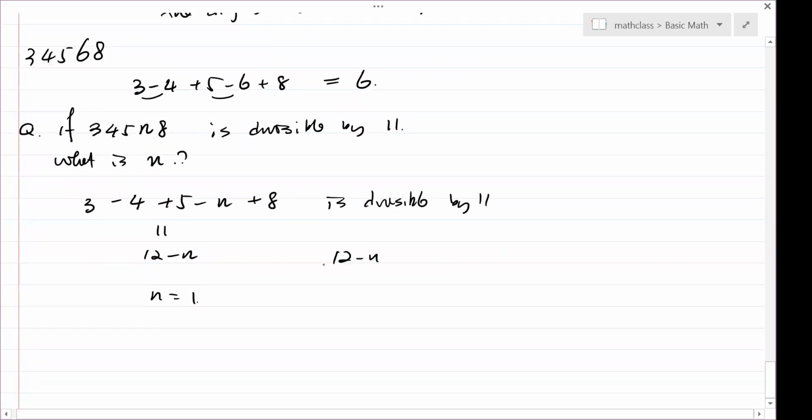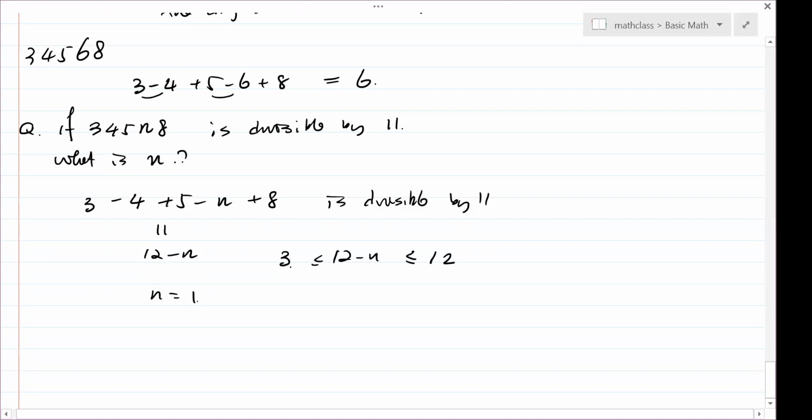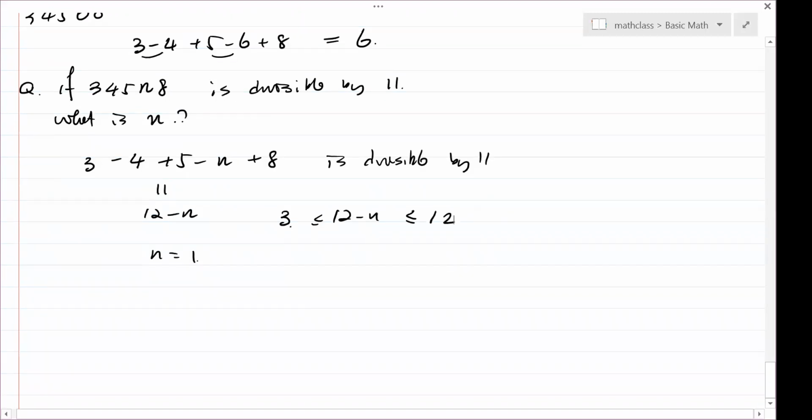The greatest possible value for this is going to be 12. The smallest possible value is when n equals 9, which is 3. So 12 minus n is between 3 and 11. There's only one integer divisible by 11, which is 11. 12 minus n equals 11, so n must be equal to 1.